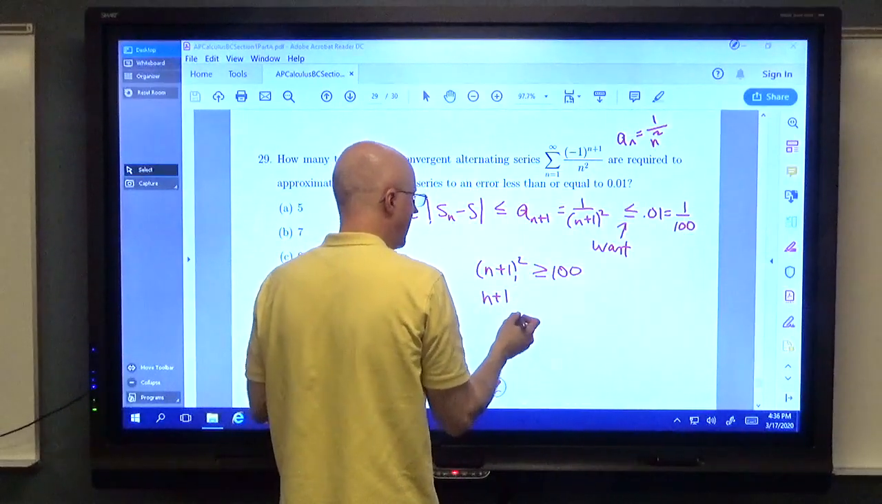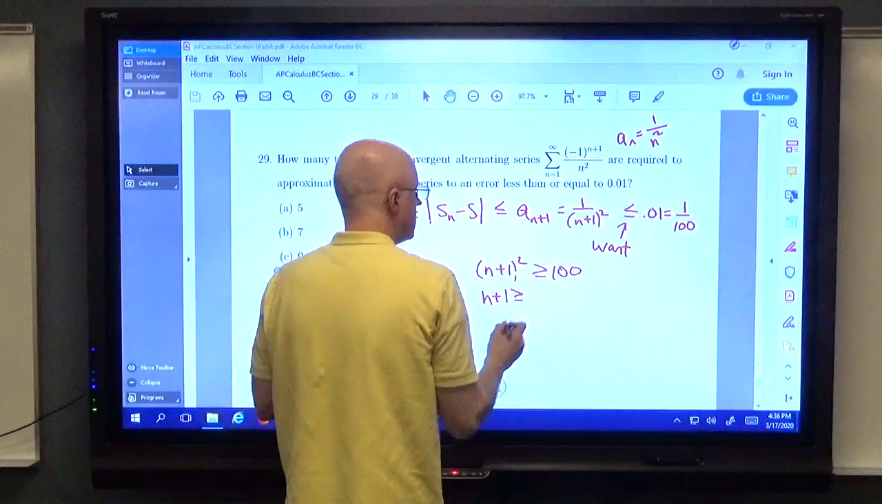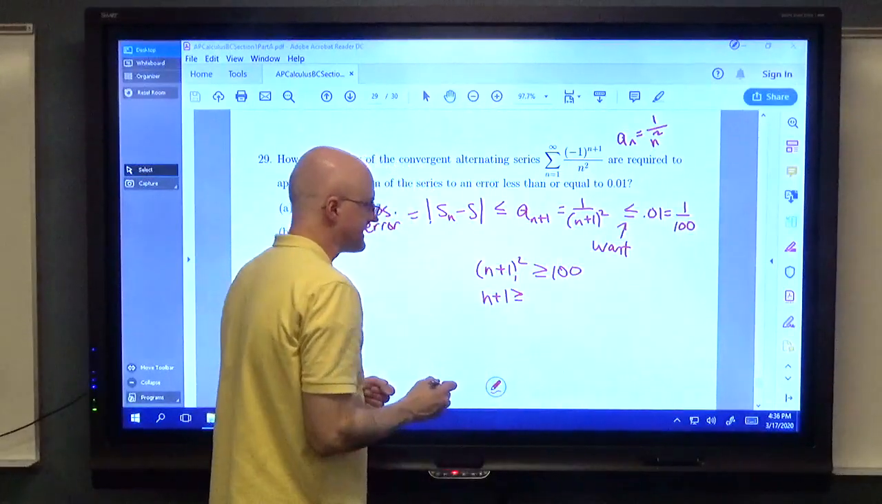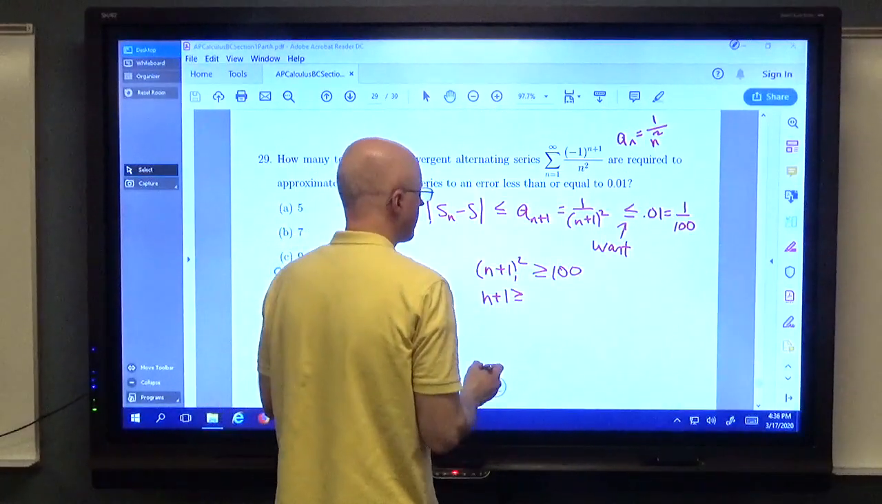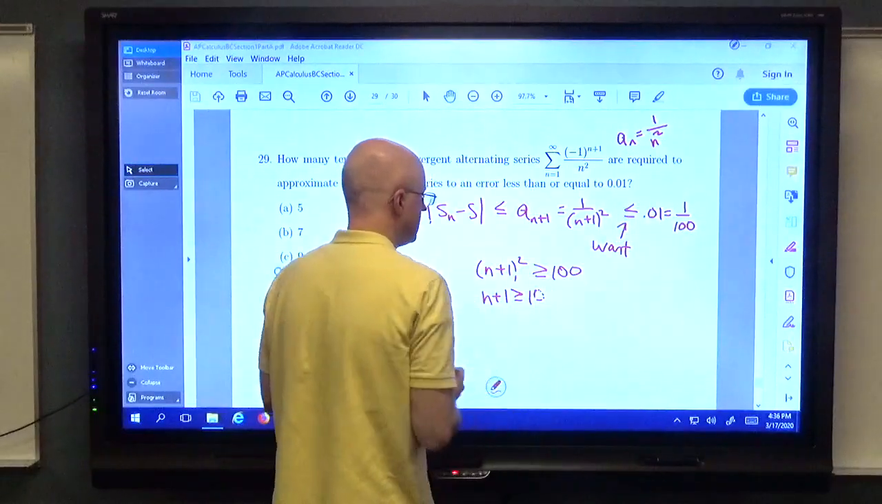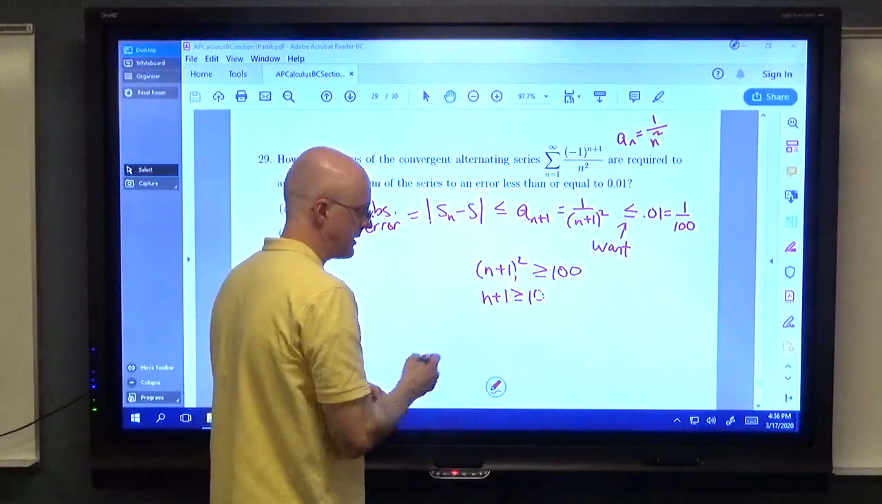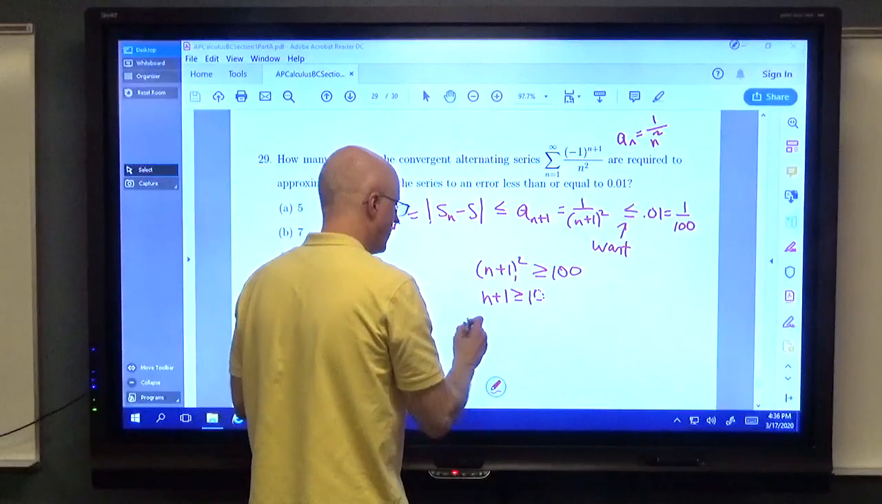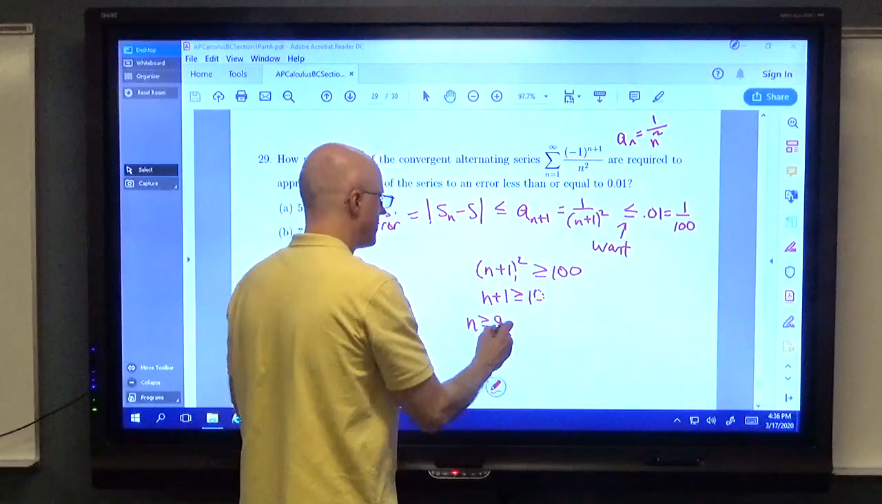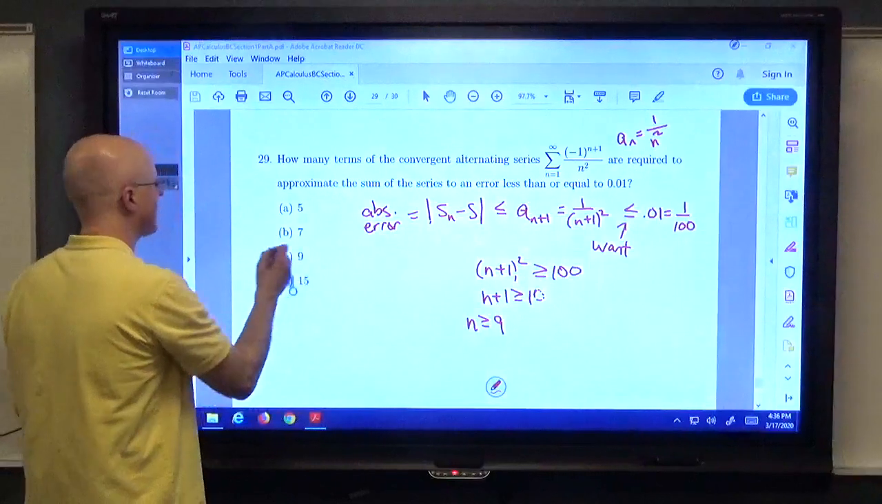You can think of it as the positive square root, so no absolute value signs are necessary. N is positive. It's an increasing function, so the inequality stays the same direction. Now subtract 1 from both sides. N must be greater than or equal to 9. So that is the answer there.